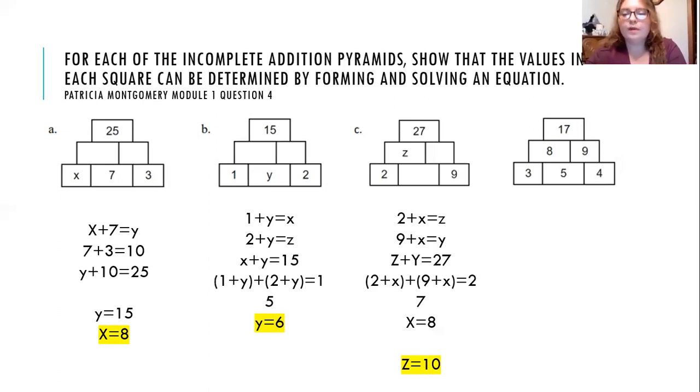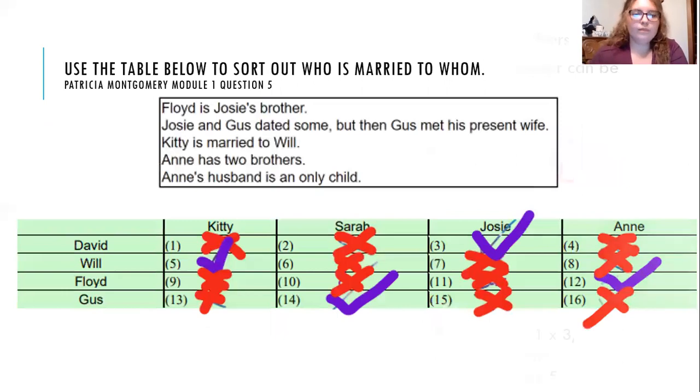So we're going to use this pyramid in order to complete this first one. For A, we're trying to find X in this bottom left corner.